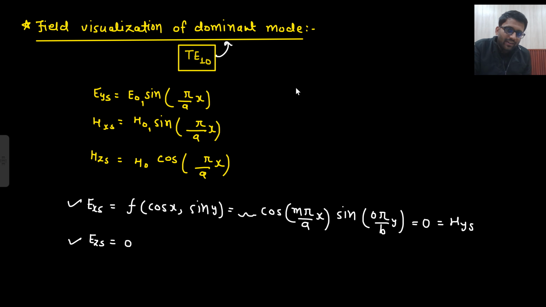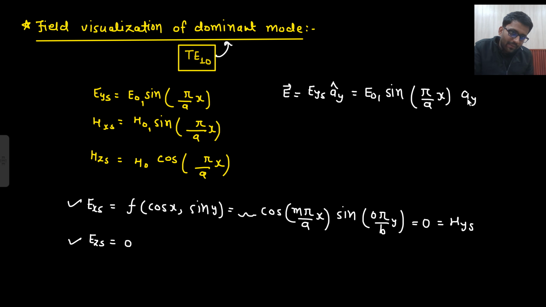So in case of the electric field, what all components can you see? E01. In case of the electric field, I can only see the EYS component, EYS AY cap. I cannot see the X component because EXS is 0 and EZS is also 0. So in the electric field, I have only one component, that is EYS. This we are talking about the dominant mode, because we are going to do only one field visualization. So E01 sin pi by a x AY cap.